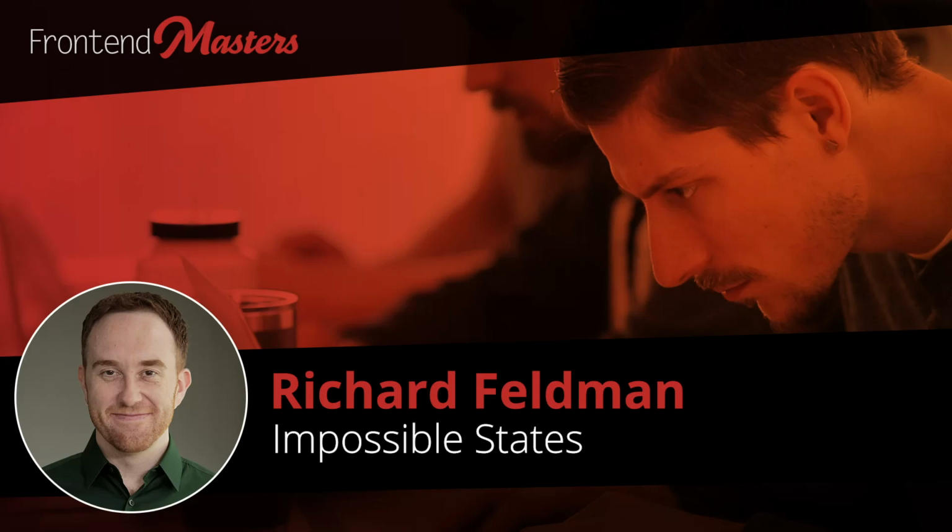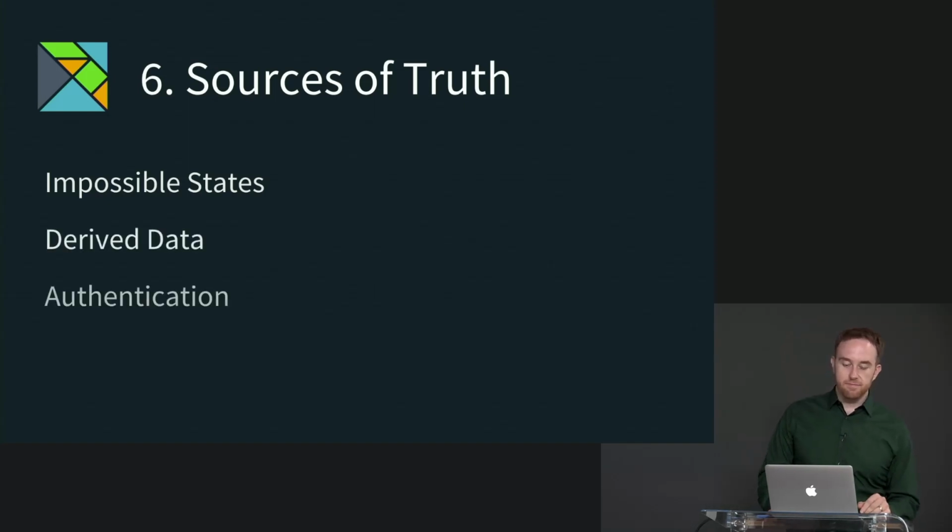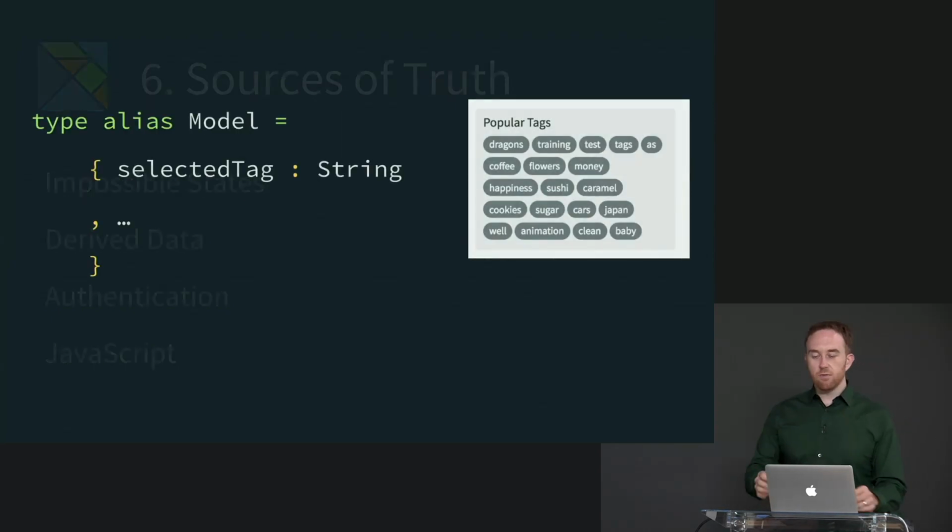Sources of truth. We're going to talk about a few different topics here. One is impossible states and the making impossible thereof, derived data, authentication, and JavaScript. Okay, let's start with some impossible states.